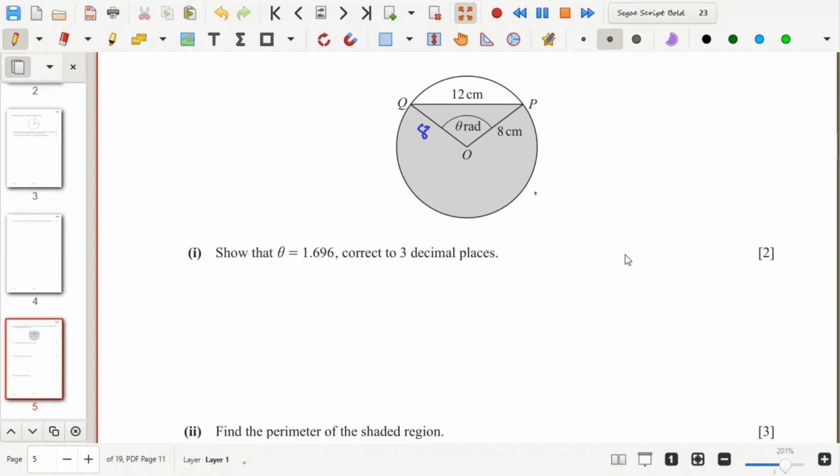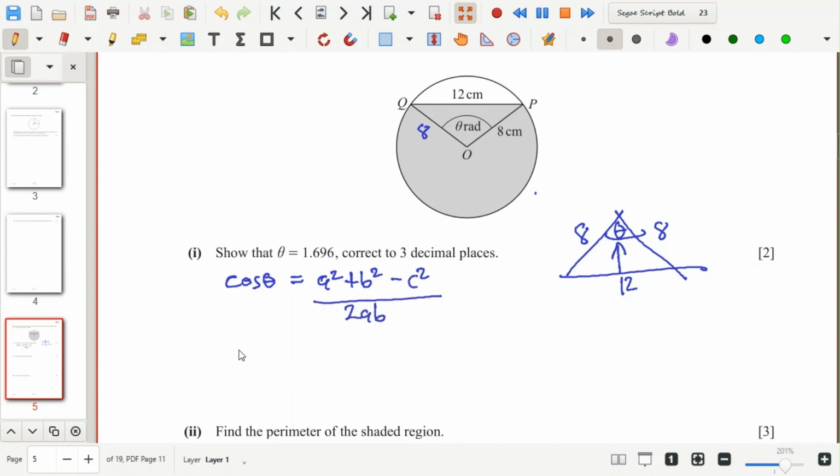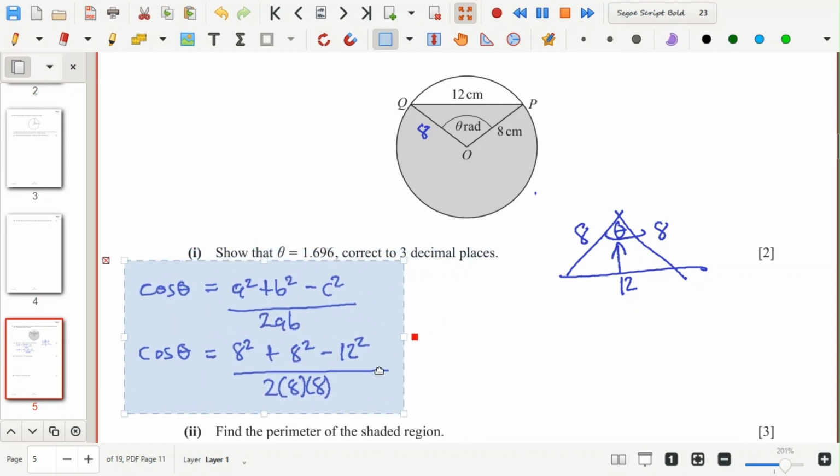Yeah, so basically we have a triangle. The angle here is like this. The side here is 12. Okay, so if you want to find the angle opposite the 12, we can use the cosine rule, and the formula is cos theta is equal to a squared plus b squared minus c squared all over 2ab. So our a is 8, the b is 8 also, c is 12. Okay, so let's work on this and see what you get.